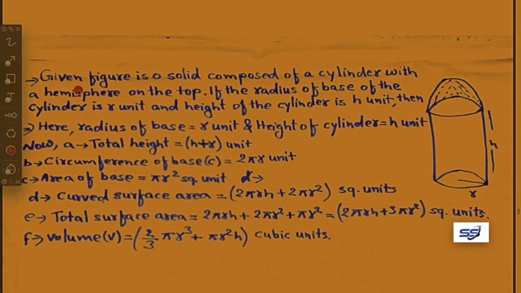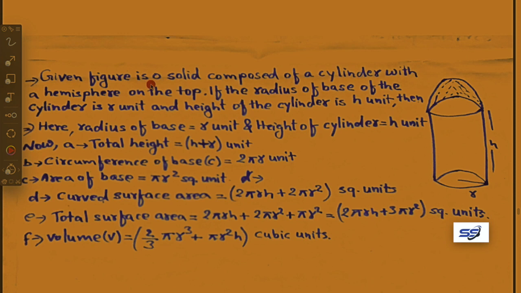Given something more in the figure, this is our figure. This is a cylinder, and on the cylinder's top portion is a hemisphere. Both are joined to form a solid figure. Now in this figure, this is r and this one is h. This is the height, and here this is radius r.